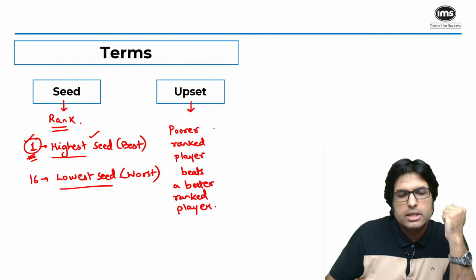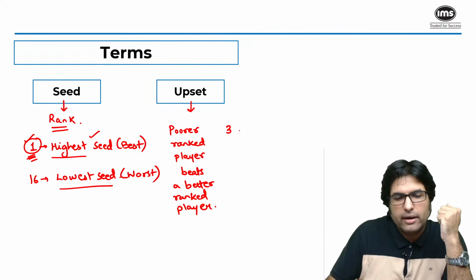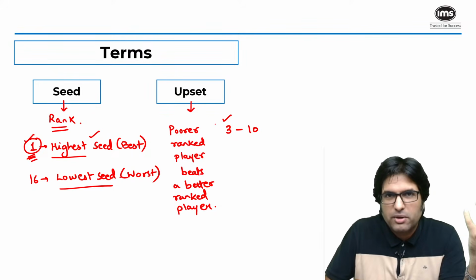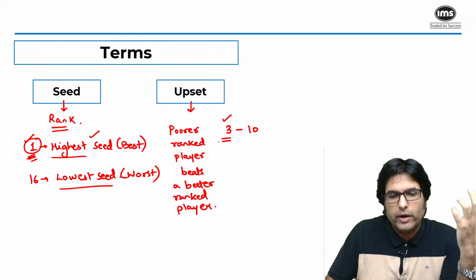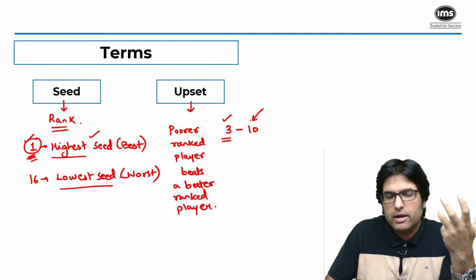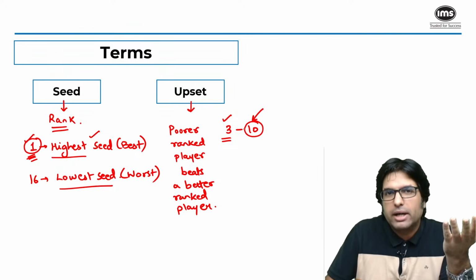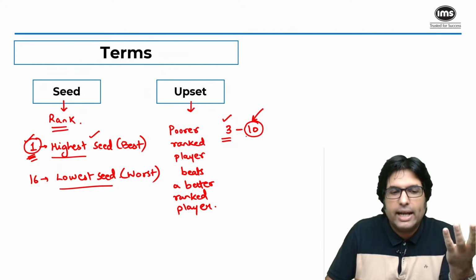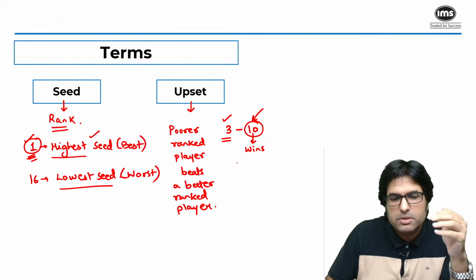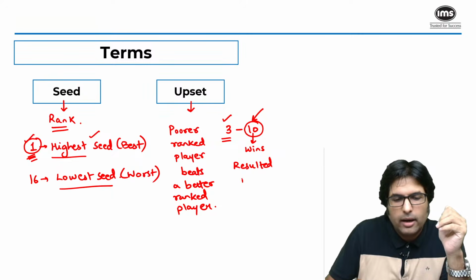Just as an example, suppose we have a match between player rank 3 and player rank 10. Now the general expectation is player rank 3 is a better player based on past performance, so he is expected to win. Who is the underdog? I'm pretty sure that most of you would be familiar with this term underdog. Who is the underdog? 10th rank player is the underdog. He is not expected to win, but suppose player rank 10 wins the match. If player rank 10 wins the match, then we say this match resulted in an upset.